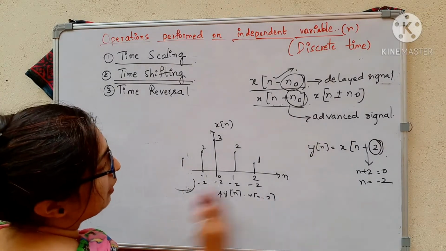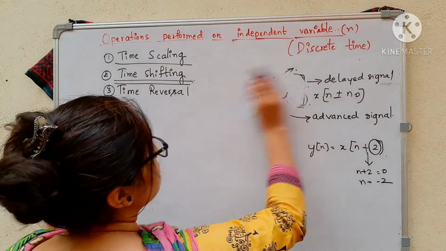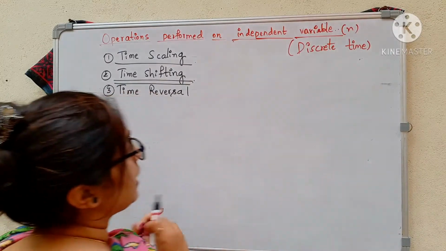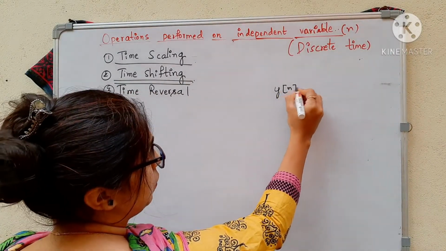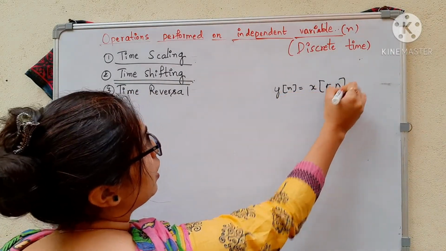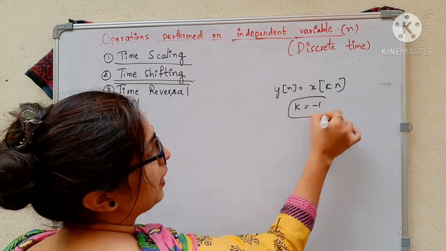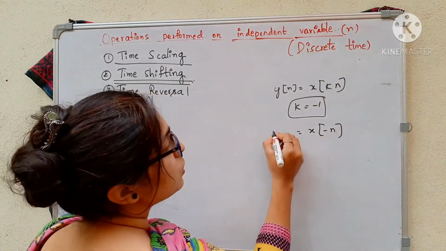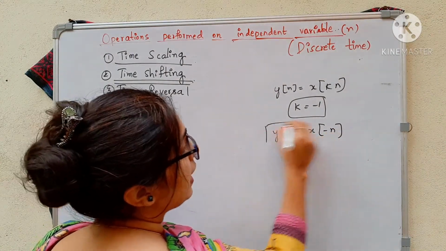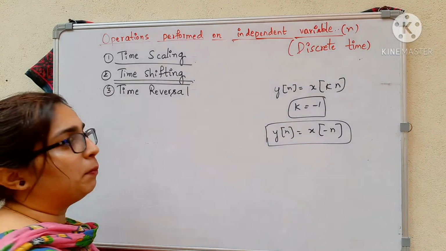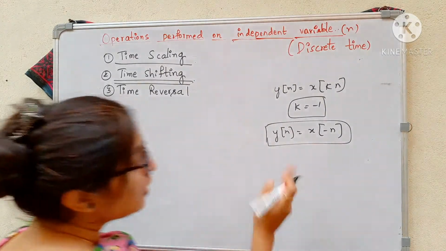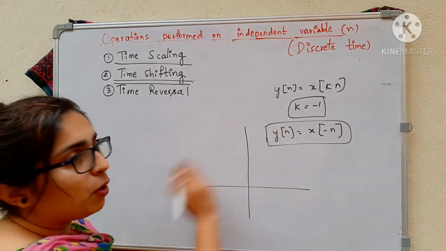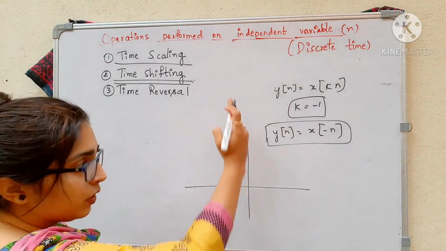Next comes time reversal. This is the special case of time scaling. Time scaling was y of n equal to x of kn. Now what happens if k is equal to minus 1? That will be x of minus n, right? So what happens to the time scaling when we have a negative number? That is nothing but time reversal. It is flipping about the vertical axis or the y-axis.